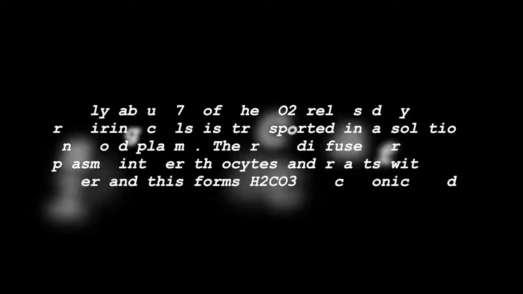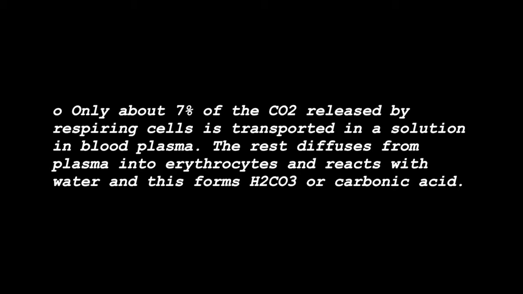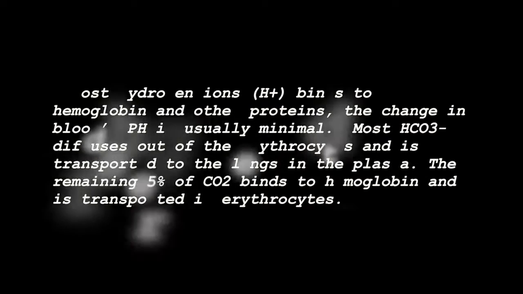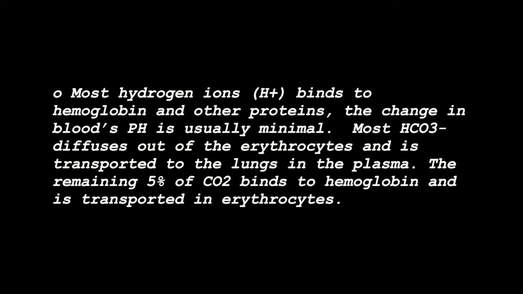In carbon dioxide transport, only about 7% of the carbon dioxide released by respiring cells is transported in solution in blood plasma. The rest diffuses from plasma into erythrocytes and reacts with water, and this forms carbonic acid. Most hydrogen ions bind to hemoglobin and other proteins. The change in blood's pH is usually minimal. Most carbonic acid diffuses out of the erythrocytes and is transported to the lungs in plasma. The remaining 5% of carbon dioxide binds to hemoglobin and is then transported in erythrocytes.